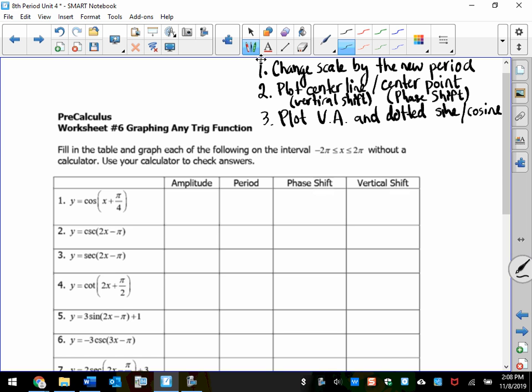So plot vertical asymptotes and dotted sines and cosines, and then 4 is to plot the actual graph. So I'm going to say plot the parent function with shifts and stretches.